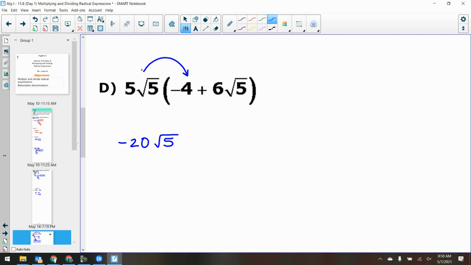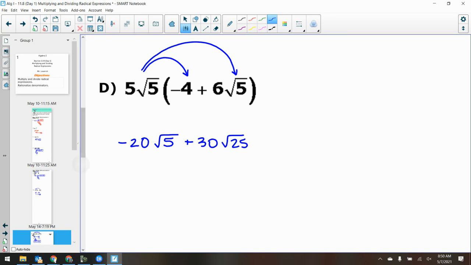Same thing here, but then I go things outside with things outside, things inside with things inside. What does the 5 on the outside get multiplied with? The 6 to get a 30. And then the square root of 5 and the square root of 5 make the square root of 25. And now we reduce it down.